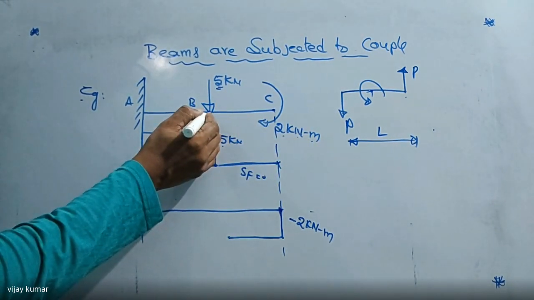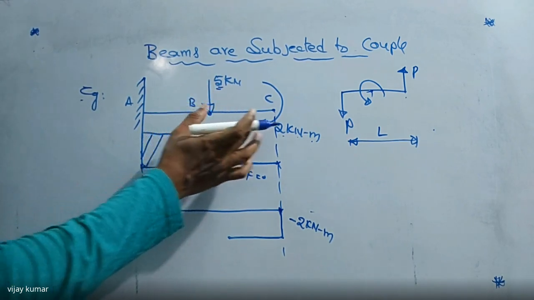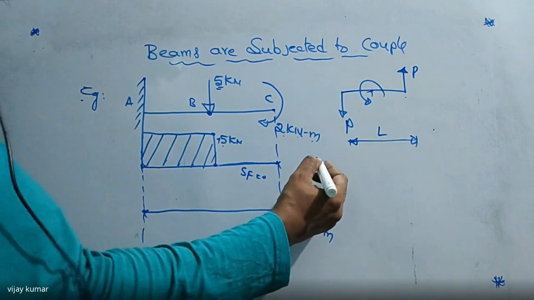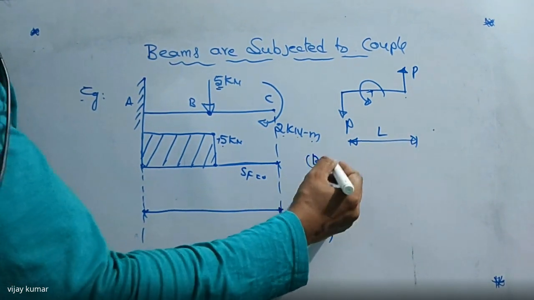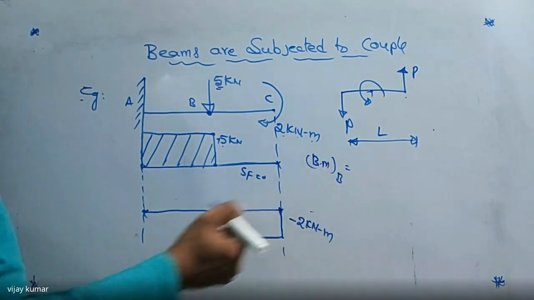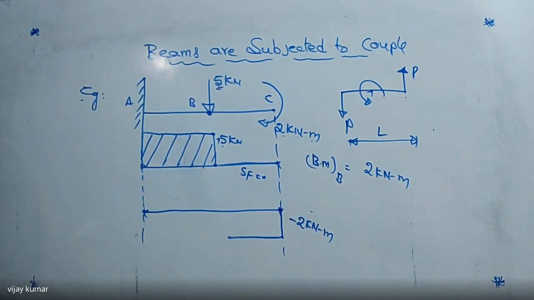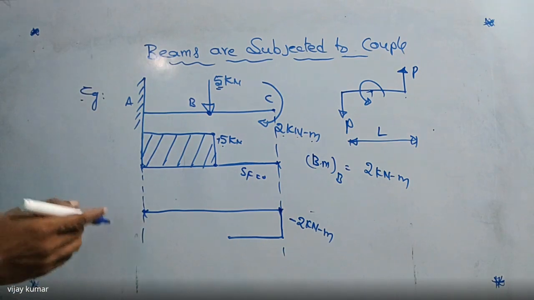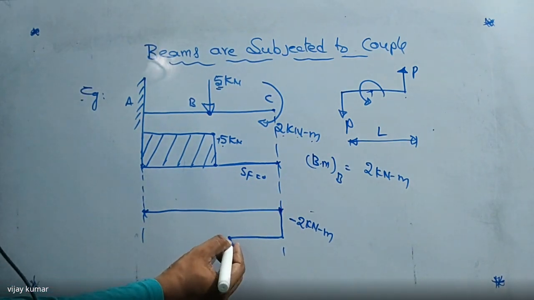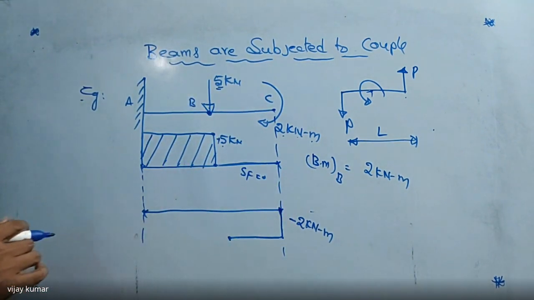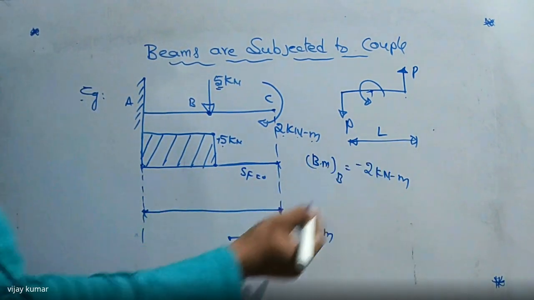What is the bending moment here? This moment is zero, but there must be a moment here now. Did you get my point? So I'm writing here: bending moment at point B is also equal to 2 kilonewton meter. Now, same here. Both are the same, we are getting the same value. So at C and at B, both have the same bending moment value. It is also negative.